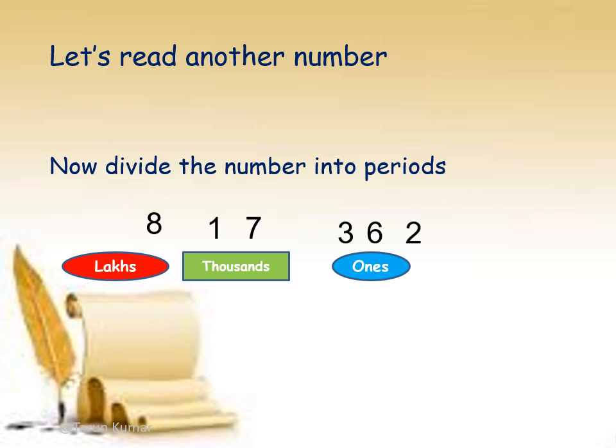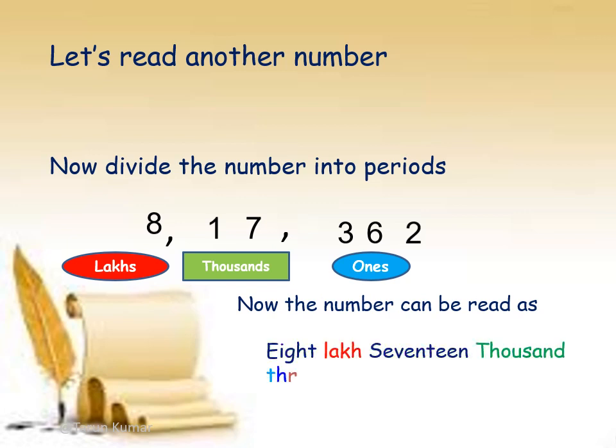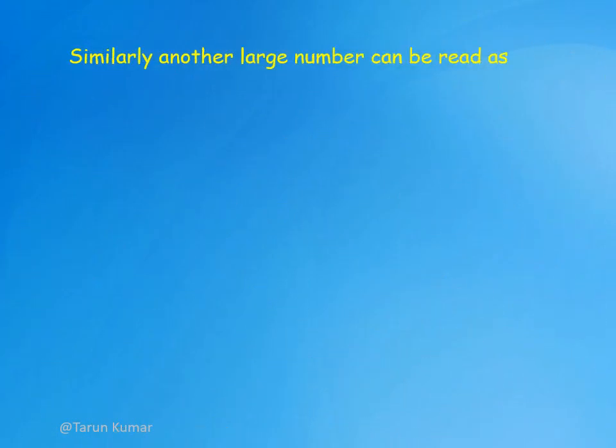Let us separate them by using commas. So after 8, 1 comma, after 17, 1 comma, then 3, 6, 2. As all of you know, while dividing into periods, we have to start from right and we have to take first 3 digits, then put comma. Then after, we have to use 2 digits as one period. Now, the number can be read as 8,17,360.